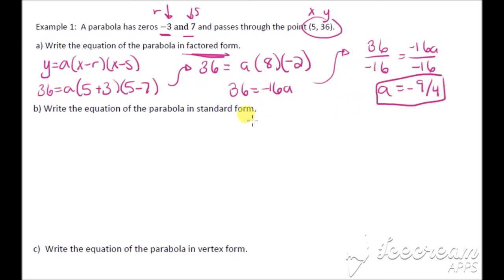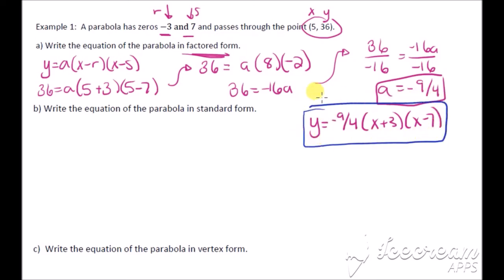When it asks us for the full equation, we need to write y equals -9 over 4, bracket x plus 3, bracket x minus 7. Now we have this equation in factored form. Let's go to the middle ground, let's go to standard form. So y equals -9 over 4, x plus 3, x minus 7.